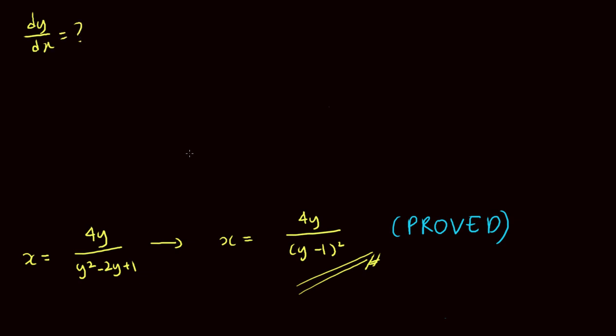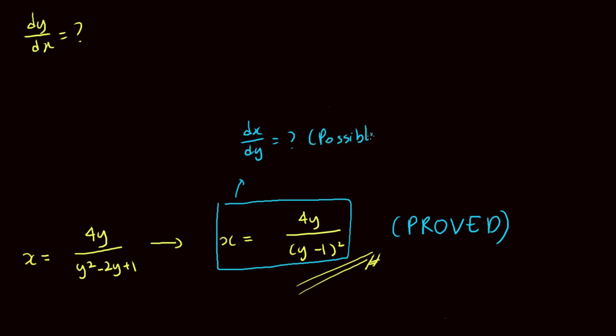But how can we do this? We will have x in terms of y. So the only possible way we can get is dx/dy. That is possible. But in order for us to get from dx/dy to dy/dx, we use the inverse rule. Sorry, not inverse law, my bad. Inverse rule.